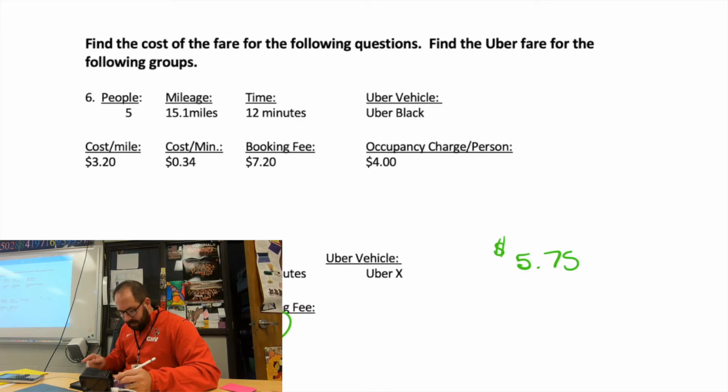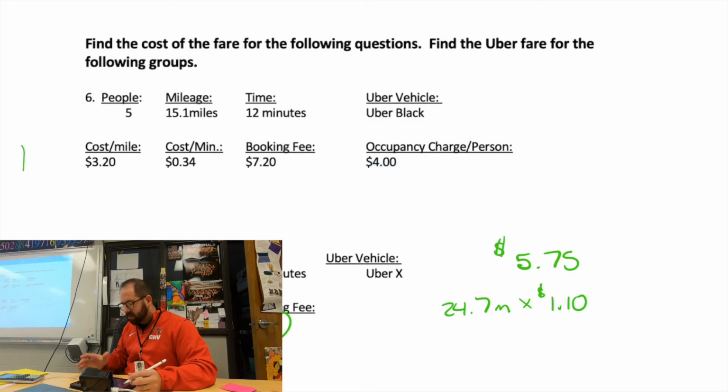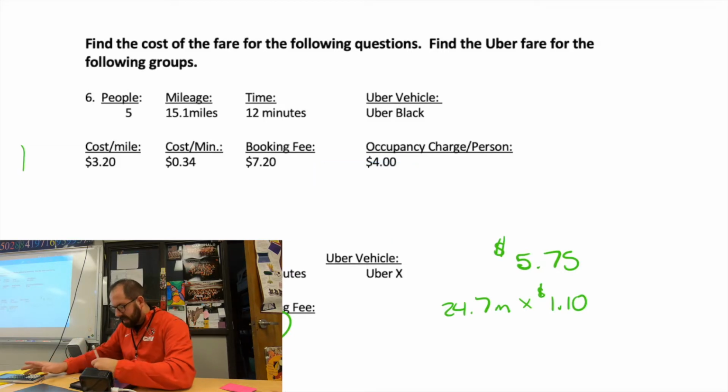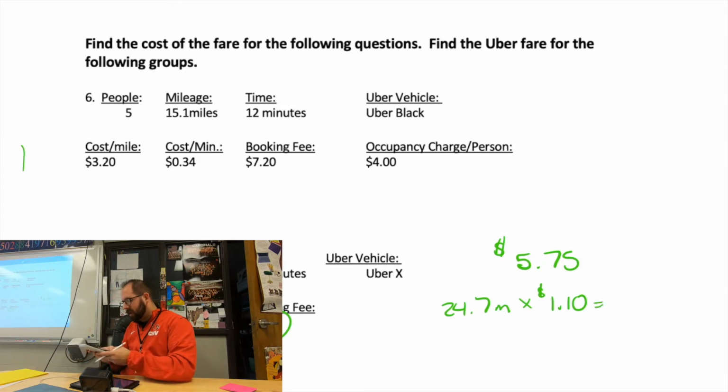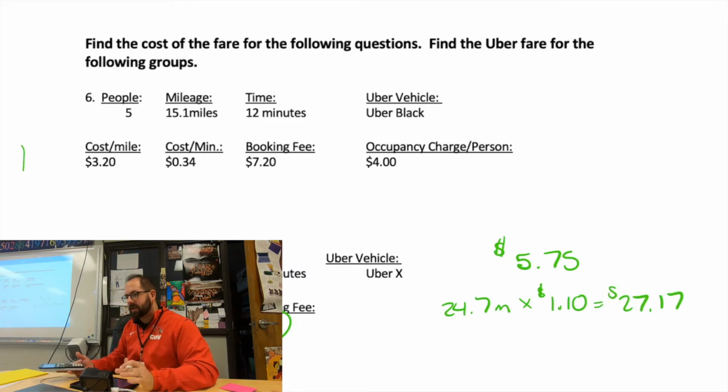Now the idea is that for mileage, we're getting charged per mile. So 24.7 miles, we have to take times how much it costs per mile. So we have to multiply 24.7 times the $1.10. So for the mileage, 24.7 times $1.10, we're getting charged $27.17 for the mileage. That's a pretty long distance, 24 miles. You're traveling between towns. Uber doesn't like that too much.